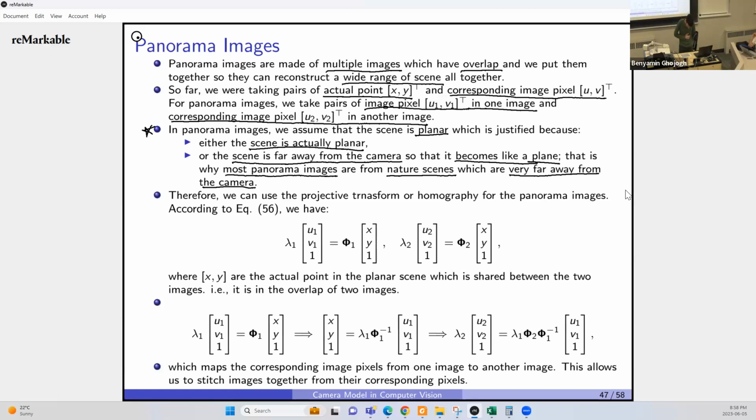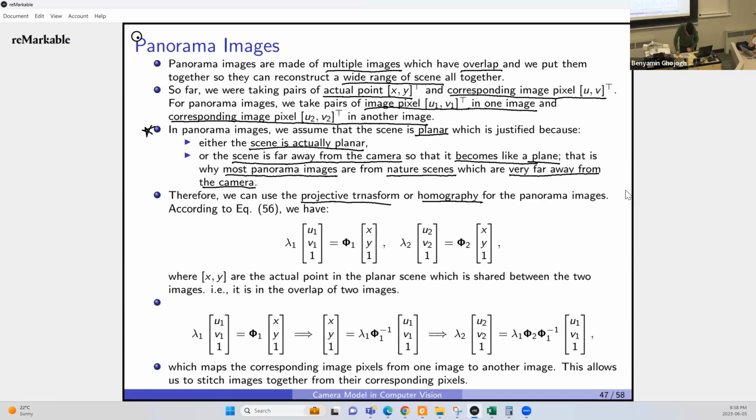So therefore, we can use a projective transform or homography, which we described, for panorama images. And as you may remember, in projective transform or homography, the camera doesn't need to be orthogonal to the scene. Therefore, I can have an arbitrary viewpoint.